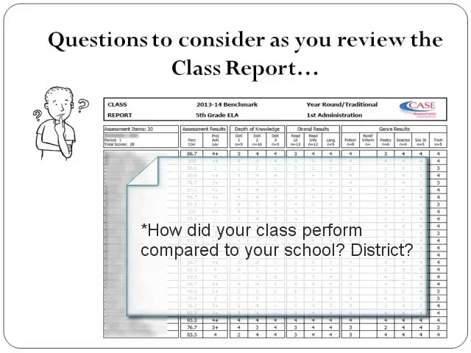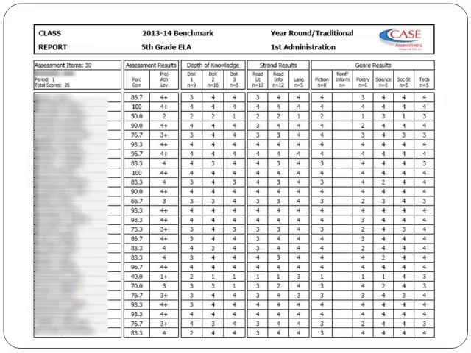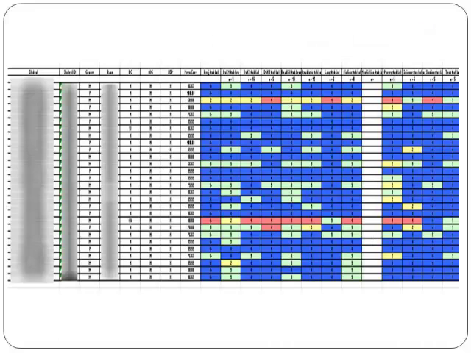The class report can also help you to understand how your class performed in comparison to your school as well as the district. You are provided with two versions of the class report. One is in a PDF format, much like the sample you see on the screen, and the other is in an Excel file. Both reports provide you a snapshot of how your students performed on the benchmark assessment. The Excel format allows you to sort and filter by subgroups of students.